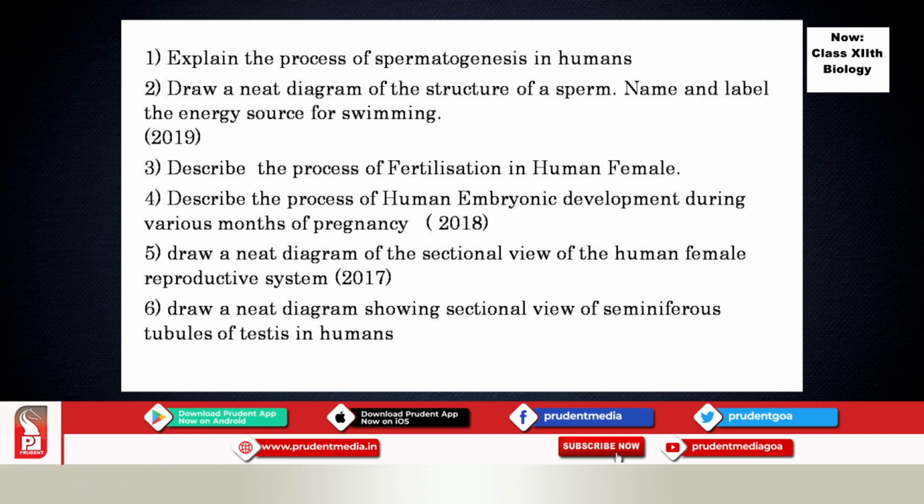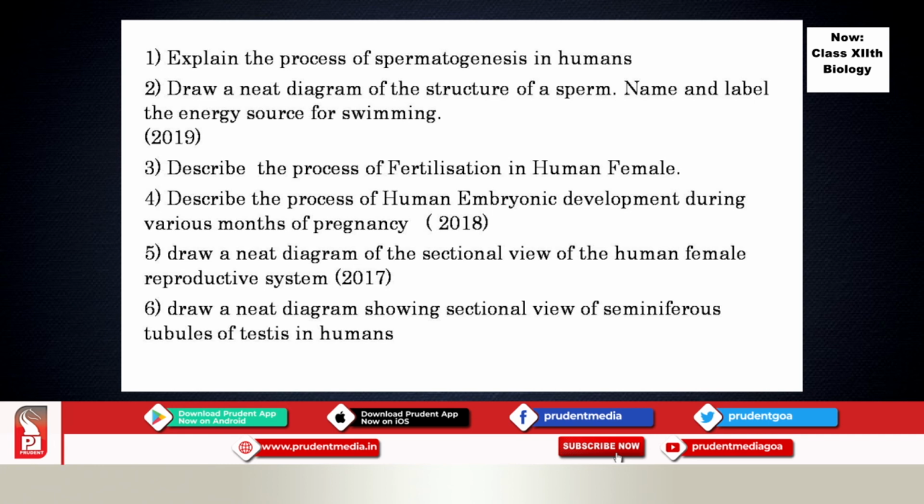Remember, we had discussed the head, the neck, the middle part and the tail of the sperm. That diagram is very important, students. Then the process of fertilization in human female. Describe the process of human embryonic development during various months of pregnancy.